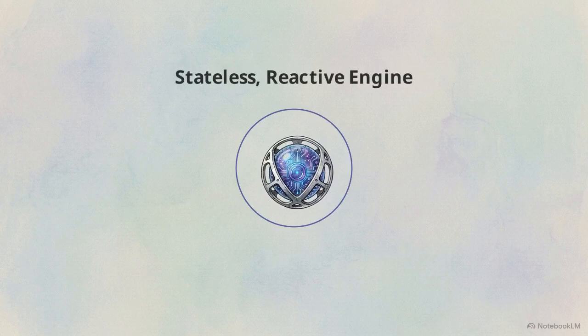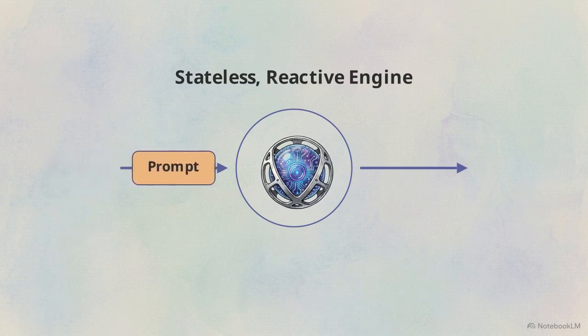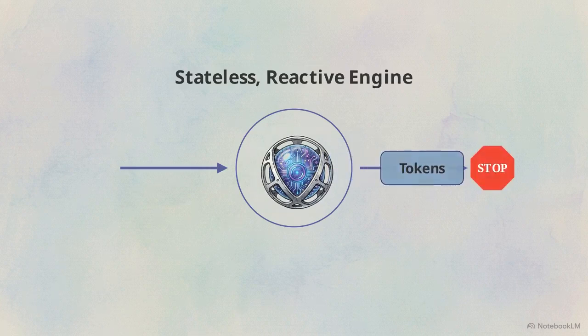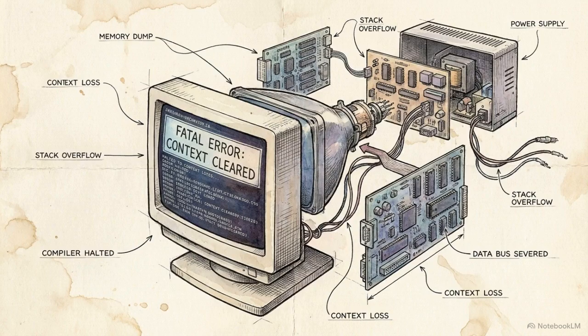Standalone large language models are stateless, reactive inference engines. They operate on a linear, single-turn execution loop. A prompt goes in, the model predicts the next sequence of tokens, and the process ends. The model has no internal state to track its own progress or correct a plan that has gone off track.